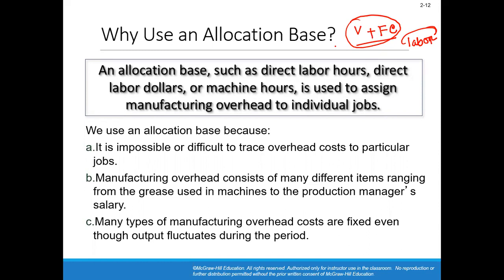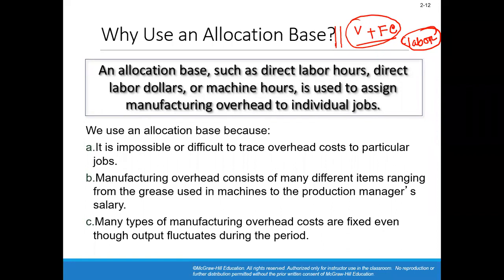Say out of the overhead cost, I am thinking that the indirect labor cost is dominant, and if my labor hour goes up, my overhead cost will also go up. And there's a close relation between the number of labor hours and the amount of overhead cost. So in that case, you can take the number of direct labor hours as an allocation base.